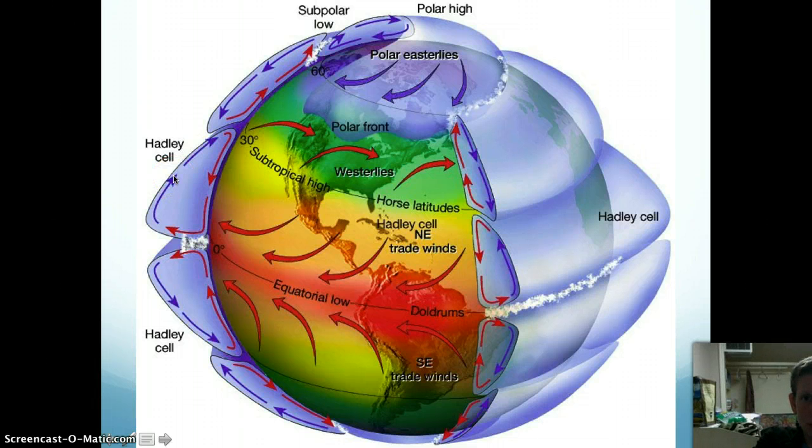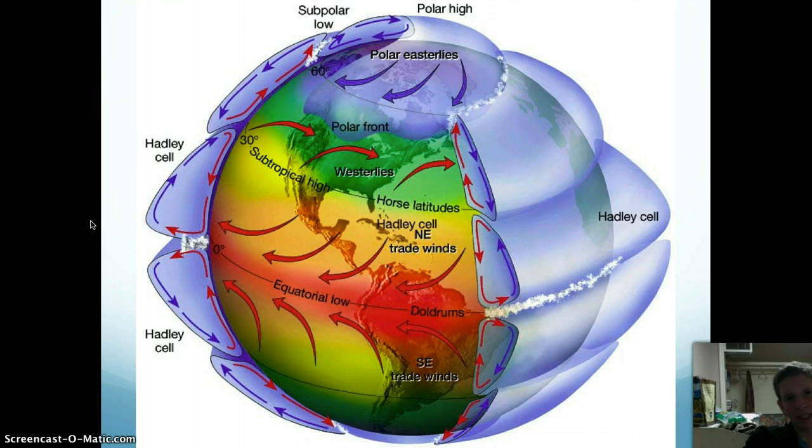Convection, as we talked about, is a process of movement of fluids due to different temperatures. So that movement of hot air rising, meeting cold air and sinking, and then going around and around and around.